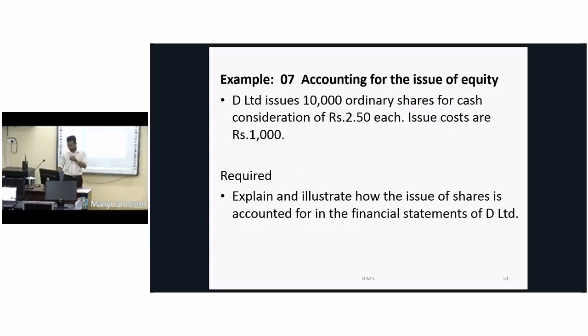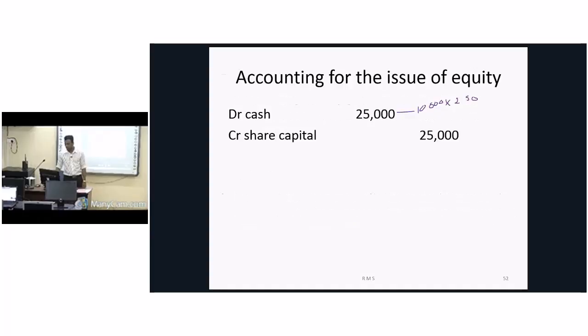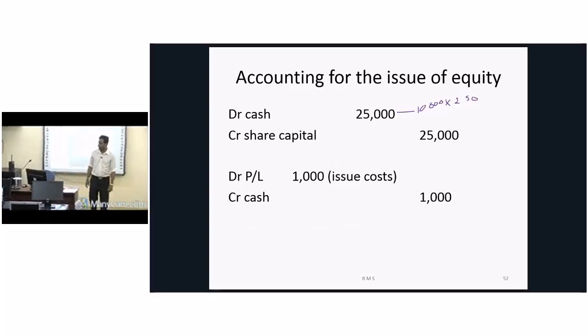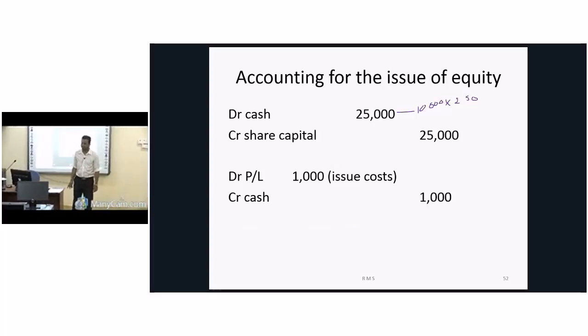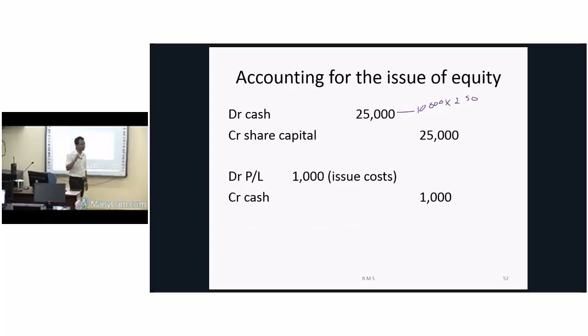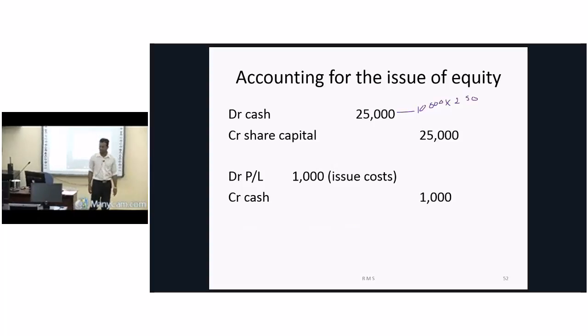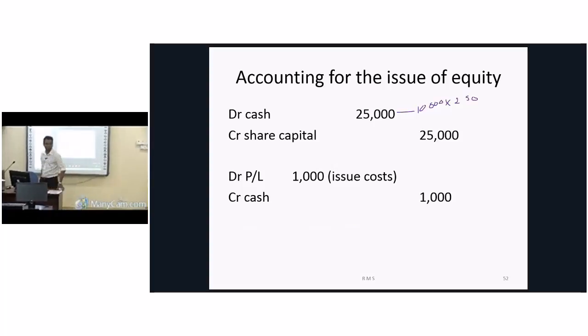Look. D Limited issued 10,000 ordinary shares at 2.50. The issue cost is 1,000. A simple one. Then 10,000 into 2.50 means 25,000 cash debit, share capital credit. So here what we need to do, profit and loss account debit, cash credit. But what standard says, this 1,000 should be subtracted from stated capital, but it is not allowed in our practice. That's why I have taken like this. Understood? If you look at foreign examples on the internet, you can see it has been subtracted from stated capital, but in our country it is not allowed. Right? But still the standard is applicable.